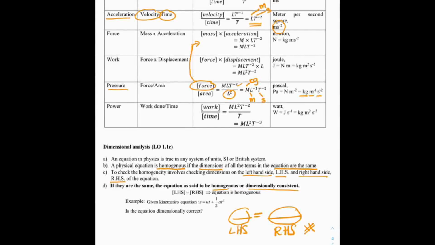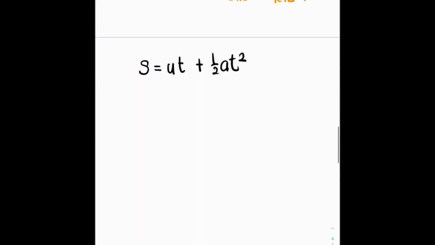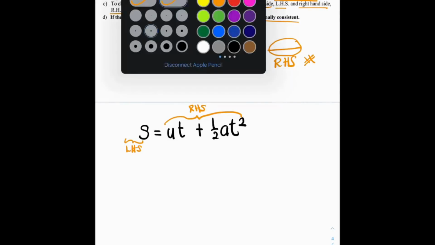For an example, kita akan tengok kepada kinematic equation kita iaitu S is equals to UT plus half AT square. So, you have S is equals to UT plus half AT square dekat sini. Okay, kita nak check dia homogeneous ataupun tidak. So, the left hand side here, this is your left hand side of the equation and this is your right hand side of the equation.